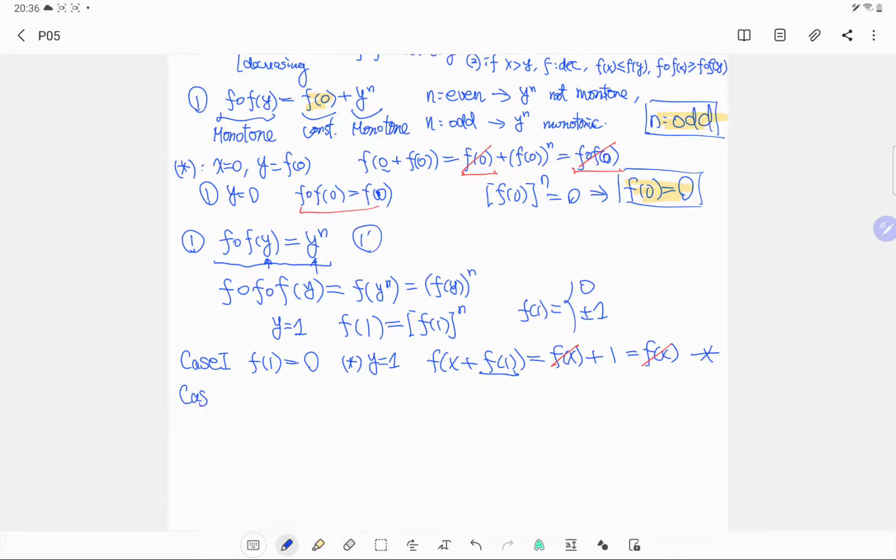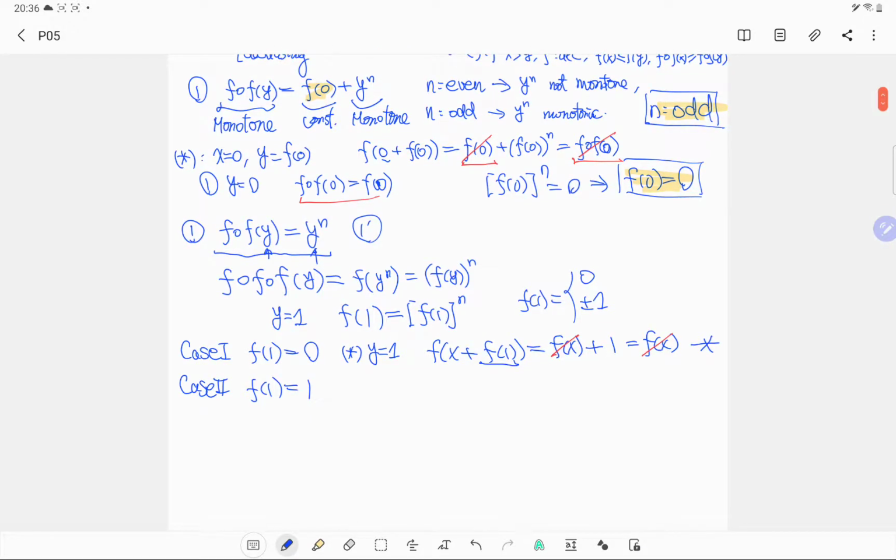The other case is f of 1 equals 1. Still in the original equation, we plug in x equals y equals 1. So we have f of 1 plus f of 1 equals f of 1 plus 1. This is 1, so this is 2, which means that f of 2 equals f of 1 plus 1, which is 2.